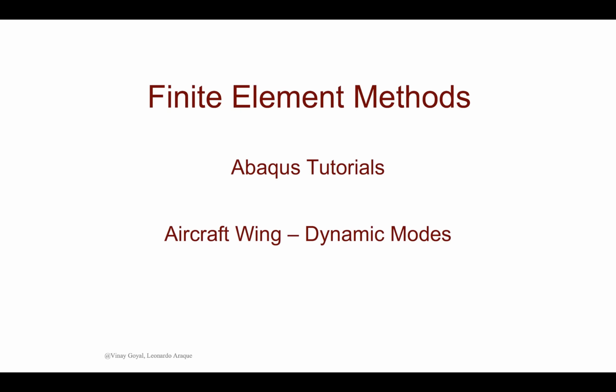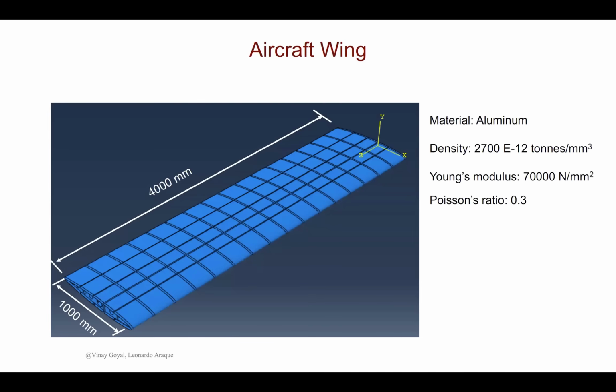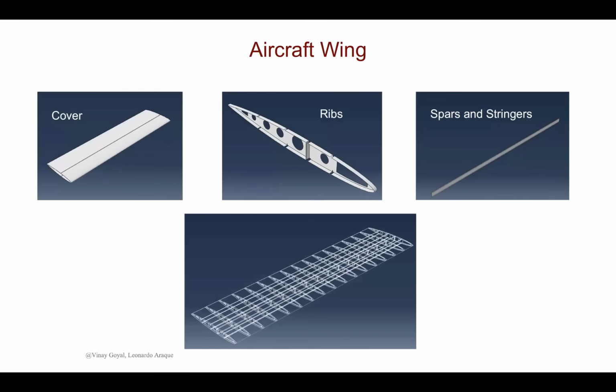The purpose of this tutorial is to obtain the dynamic modes for an aircraft wing. The aircraft wing span is 4,000 millimeters and is made of aluminum, whose density, Young's modulus, and Poisson ratio are presented in the slides. The components of the aircraft wing are the cover, ribs, spars, and stringers.